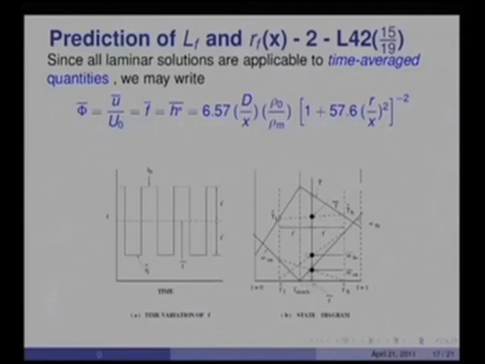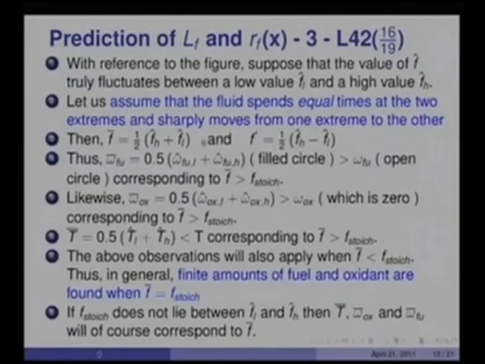Now, what are the deductions we can draw therefore for omega ox average, omega fuel average and T average? With reference to the figure, suppose that the instantaneous value of f truly fluctuates between a low value f and a high value f. Let us assume that the fluid spends equal time at the two extremes and sharply moves from one extreme to the other. So, then f bar, the time average value of f, will be half of the sum of high and low instantaneous values, and f dash, the fluctuation, will be half of the difference between high and low values.